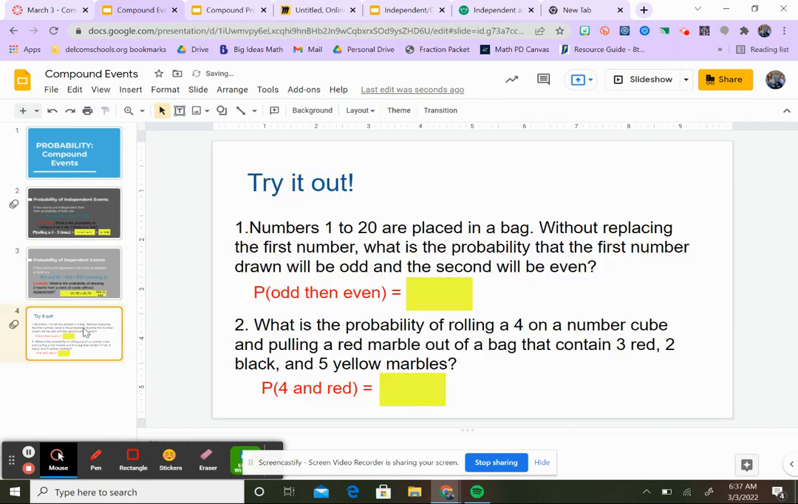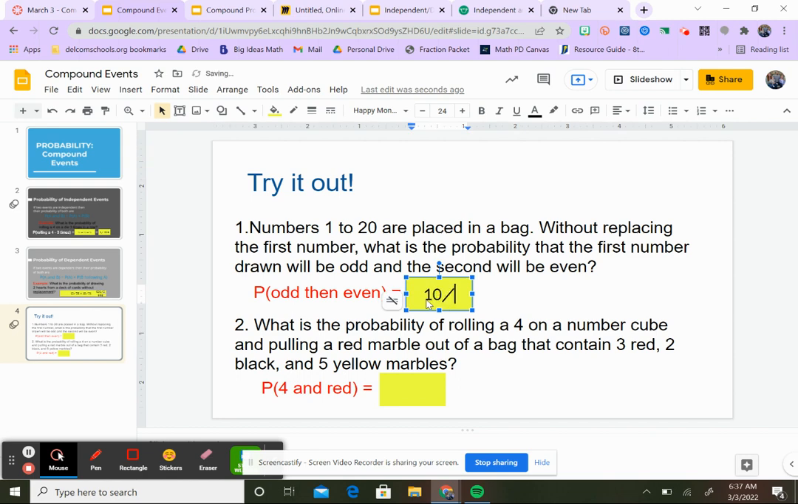Okay, so what I want you guys to do here is try this again, and I'll do the first one with you, and then I'm going to have you try this one. So numbers 1 to 20 are placed in a bag, so that means I have 20 numbers in a bag. I'm not going to replace the first number, so the probability that the first drawn would be odd is 10 out of 20. And I like to simplify first, making my numbers easy. So 10 out of 20 is 1/2.